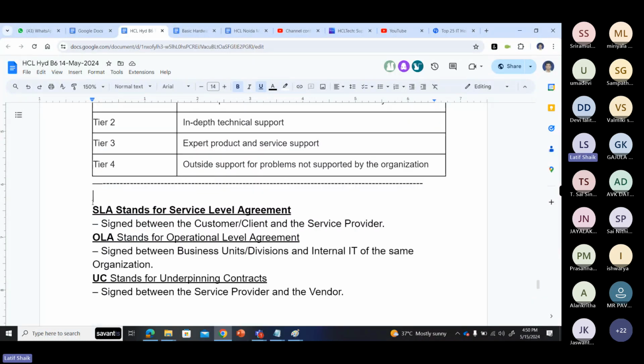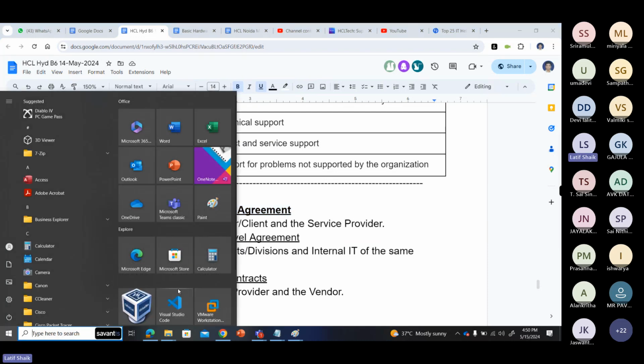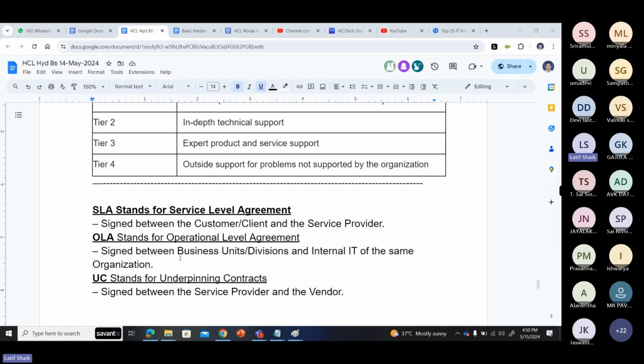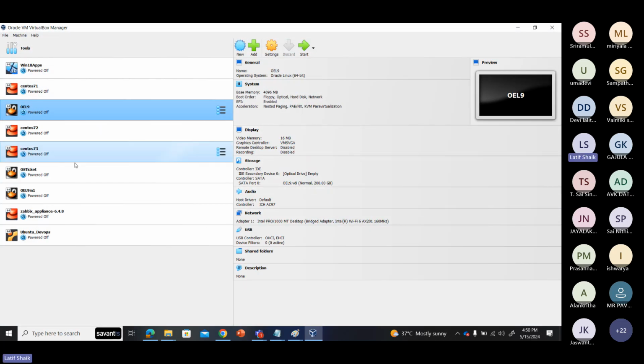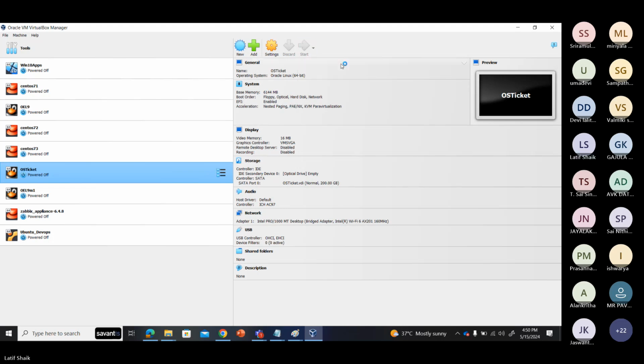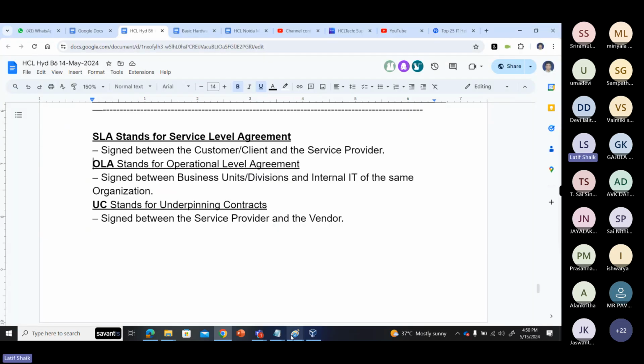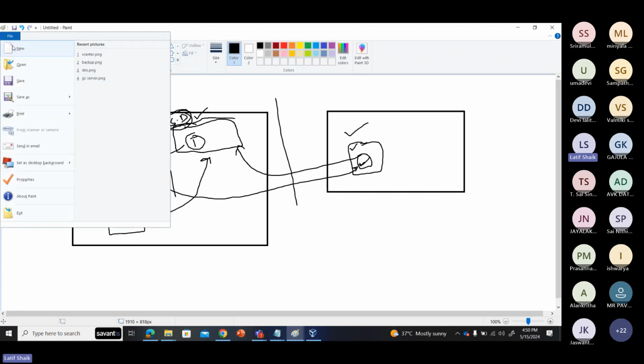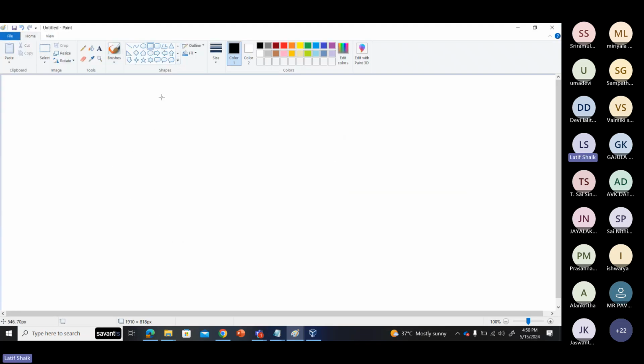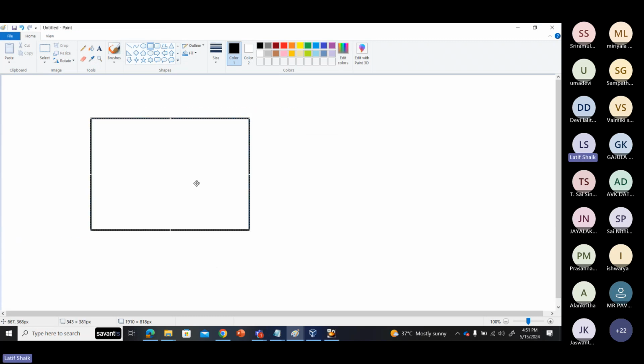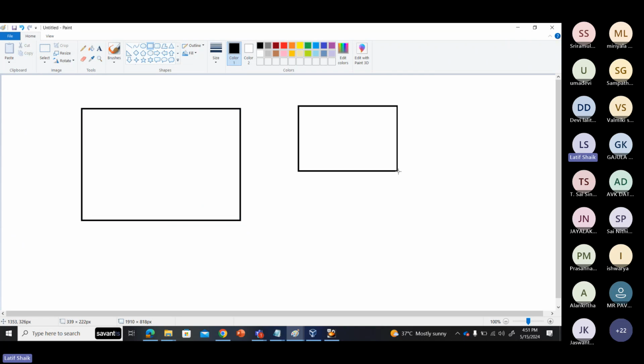Okay. Here are another three things: SLA, which is service level agreement; OLA, operational level agreement; and UC, underpinning contract. What is this SLA? I'm a service provider, and here is a client organization. I am providing services to the client.